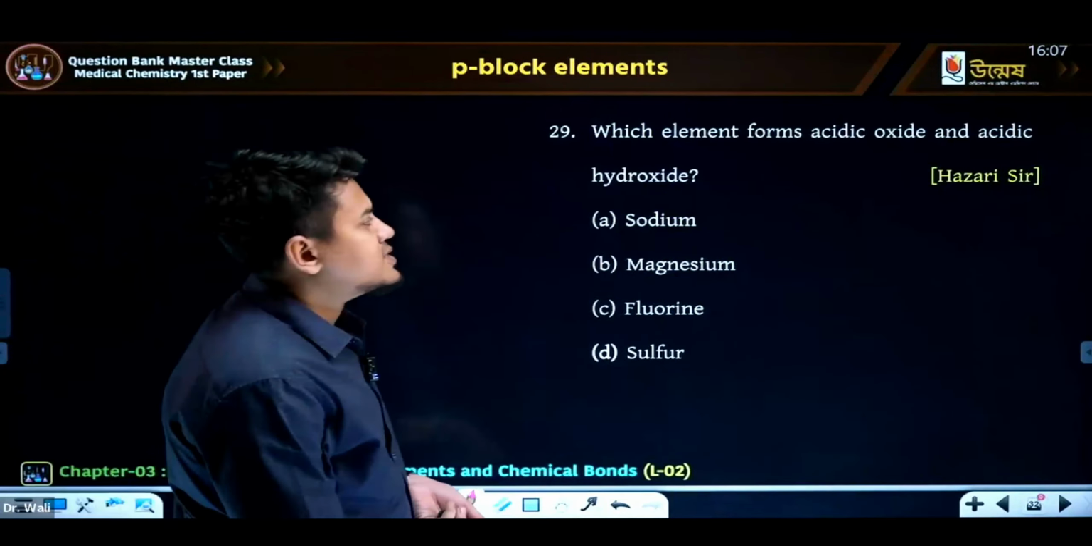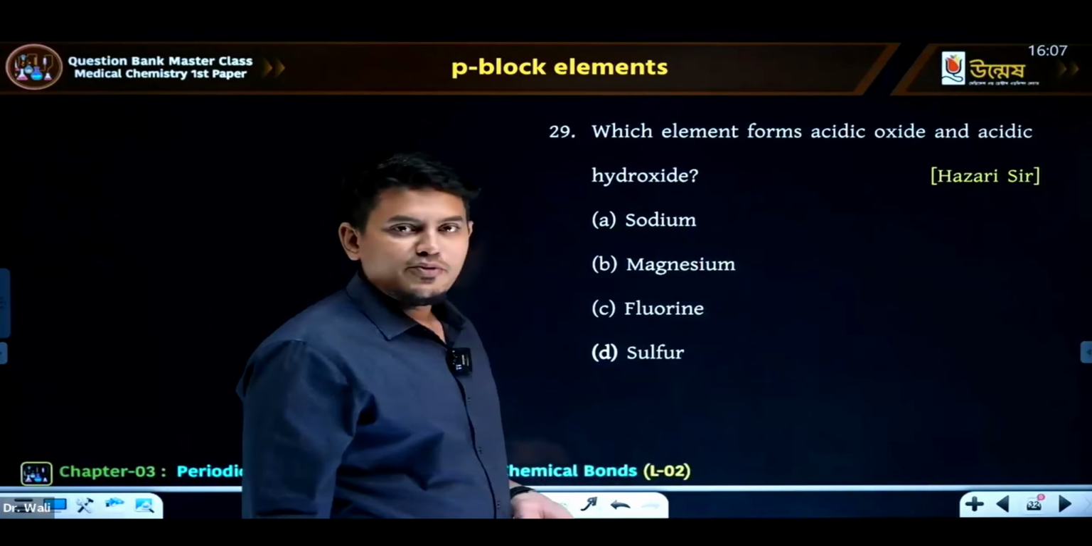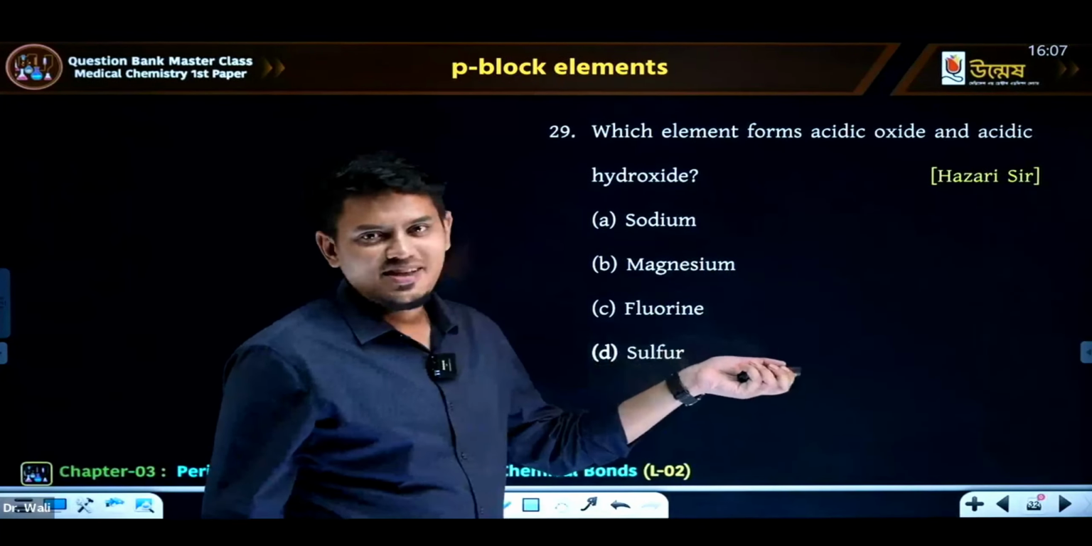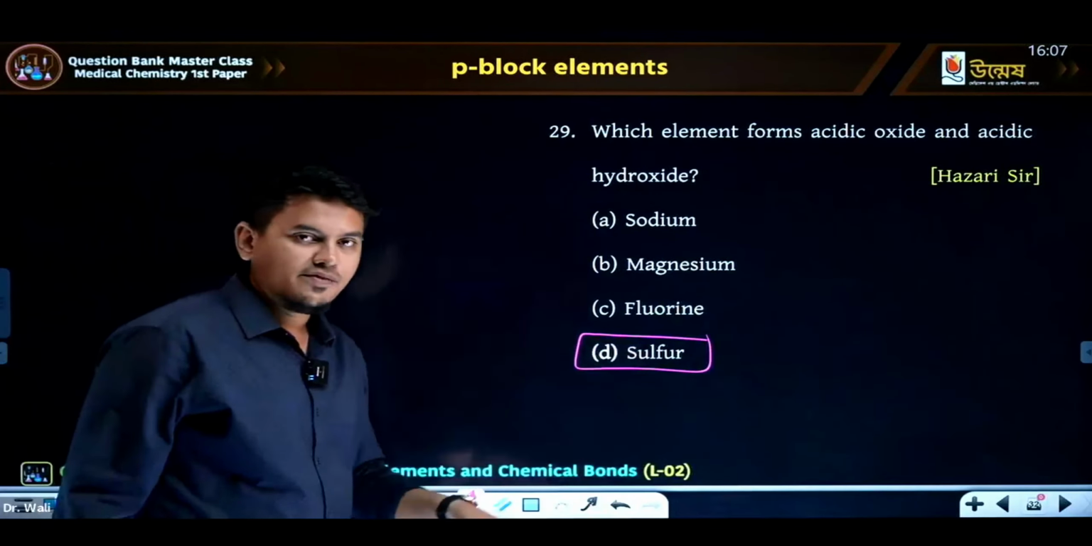Which element forms an acidic oxide and acidic hydroxide? Certainly a non-metallic one. So sodium, magnesium, sulfur, fluorine. Which would be the answer? Fluorine does not have any oxide. You might wonder why not fluorine? Fluorine doesn't have any oxide, so fluorine is excluded from the options. The answer will be D. You should know that fluorine does not have any oxides.